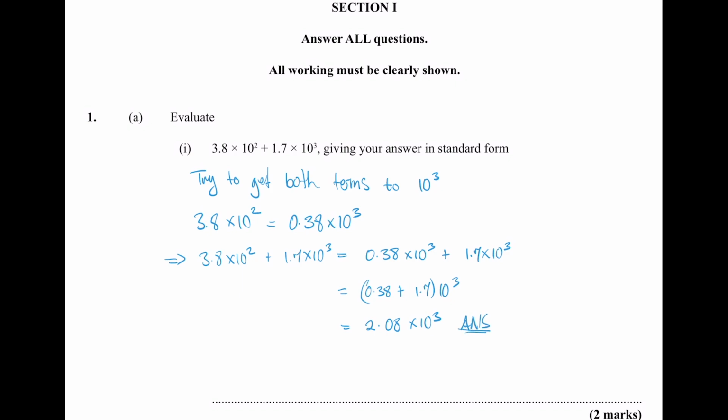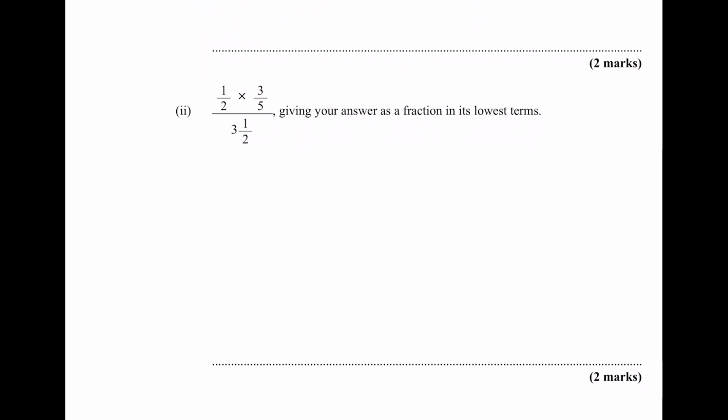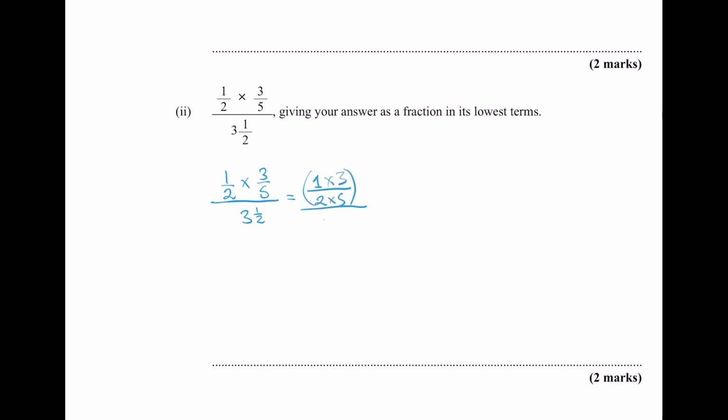We move right along to the second part of question number 1. This part asks us to rewrite the following fraction in its lowest terms. So we have 1/2 multiplied by 3 divided by 5, all divided by 3 and 1/2. Whenever we're multiplying fractions, we multiply numerator with numerator and denominator with denominator. So we take our numerator here and write that as 1 times 3 divided by 2 times 5, all divided by 7 over 2.